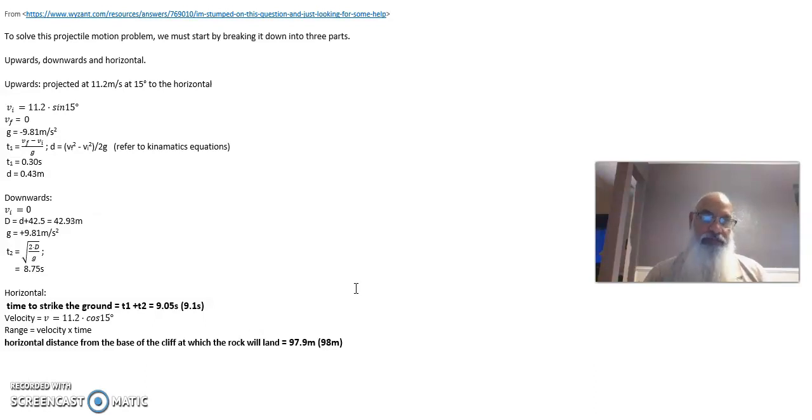But the question asks for the horizontal distance from the base of the cliff at which the rock will land. That distance is called range in the technical language of projectile motion. And so the range will be velocity times time, and that is 11.2 times cosine of 15 times 9.1 seconds, and it comes out to 98 meters.